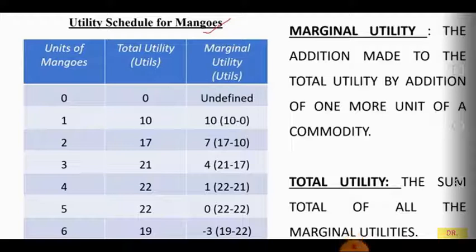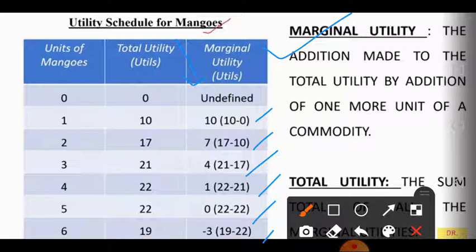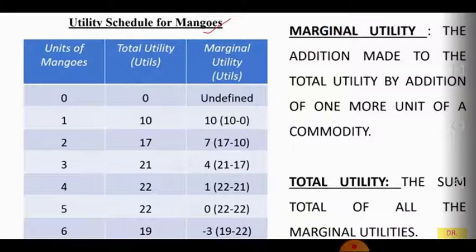Marginal utility and total utility. Marginal utility means the addition made to the total utility by the addition of one more unit of a commodity. That is your marginal utility, and you can see this in this picture, on this side: one more addition, one more addition. And what is total utility? It is the sum total of all the marginal utilities.